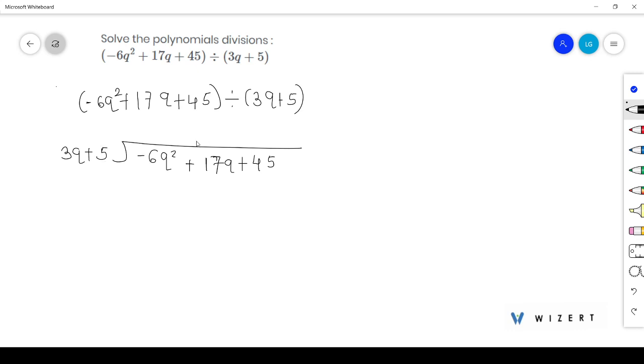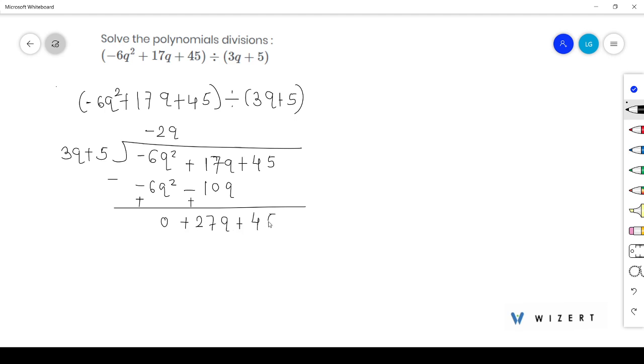Okay, do that division. Now to get a minus 6q square, we need to multiply this by minus 2q. Now multiply minus 2q to that bracket 3q plus 5. So we get minus 2q into 3q is minus 6q square. Then minus 2q into plus 5 is minus 10q. Do that subtraction, so signs will change. Minus 6q square plus 6q square is 0. Plus 17q plus 10q is 27q.